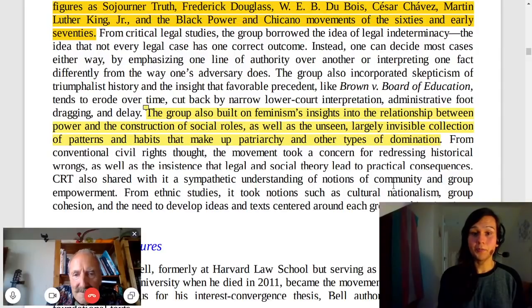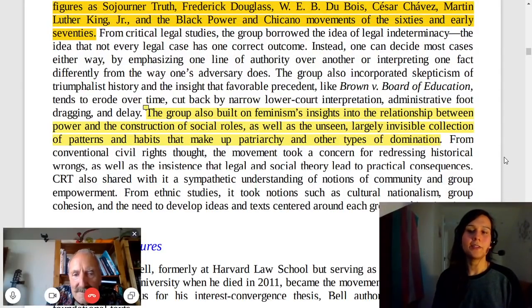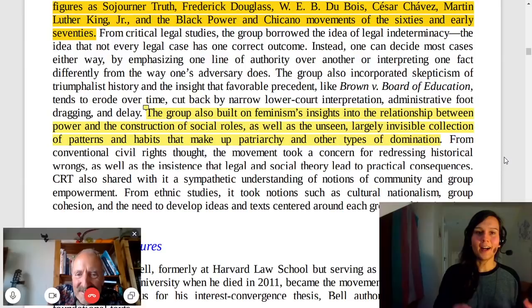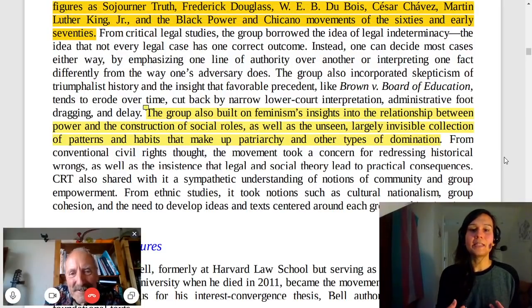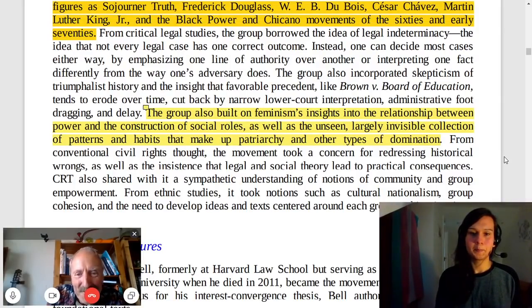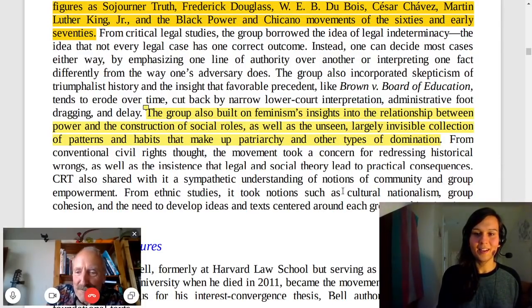Here's another one. "So this group also built on feminism's insights into the relationship between power and the construction of social roles, as well as the unseen, largely invisible collection of patterns and habits that make up patriarchy and other types of domination." Waffle. Well, that's the thing. I worry about this because people are going to read it as, they're saying I'm sexist and not telling me why, and that it's my fault for not understanding. Every man will be offended to see the expression patriarchy, no doubt. Well, yes, exactly. So half the readership gone immediately.